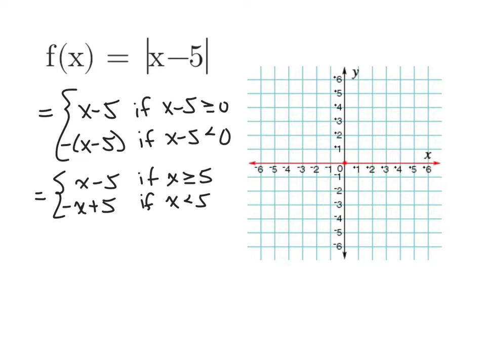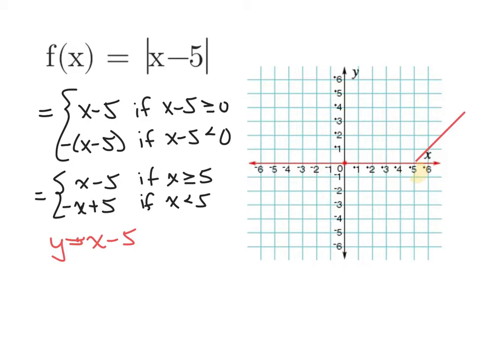So now let's graph each piece. That's going to be the line y equals x minus 5. So that has a y-intercept of negative 5 and a slope of positive 1, giving us this line. And of course, we don't want the entire line. We only want the portion that is greater than or equal to 5, so I'm going to erase everything that's less than that 5. And there's the one piece.